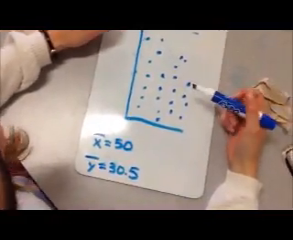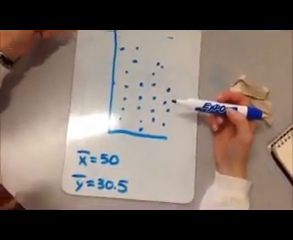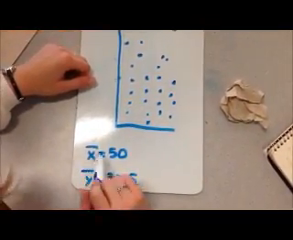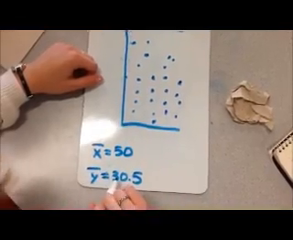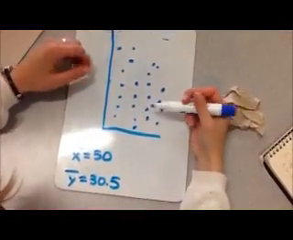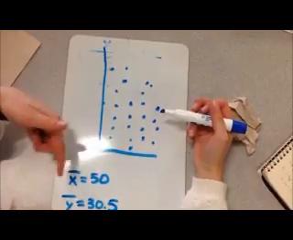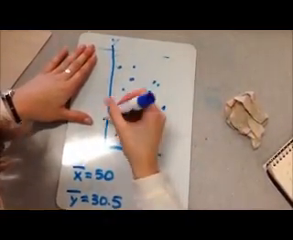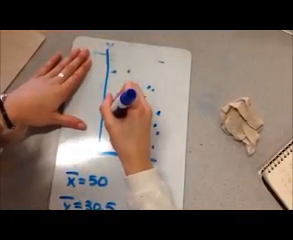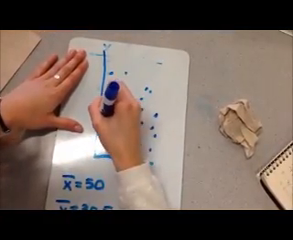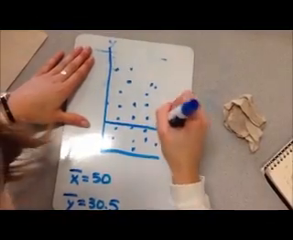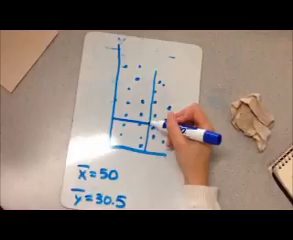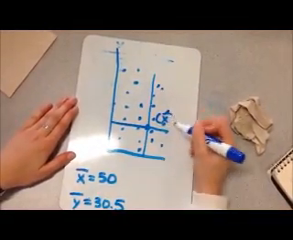Once you have your scatter plot, it's important to find the averages for both the y values and the x values. In this case, with our data, the x mean is 50 and the y mean is 30.5. Then you must graph these x bar and y bar lines on the scatter plot. The point at which they meet is known as x bar, y bar.